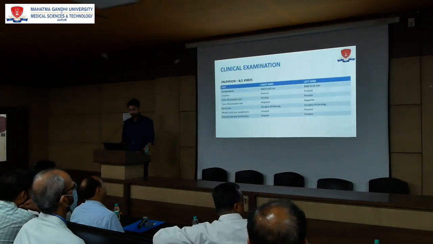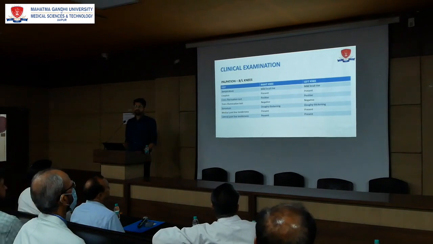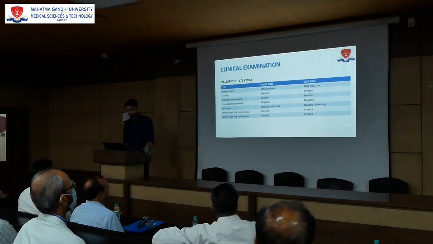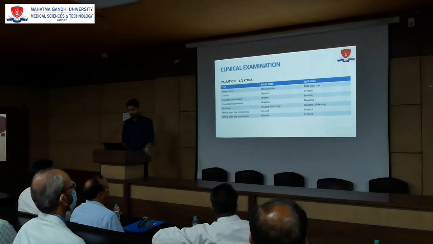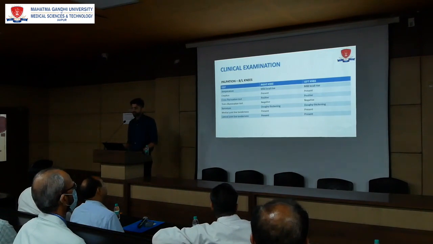On palpation of both the knees, we have a mild local rise of temperature on both the knees and a fine crepitus palpable on both the knees. The cross fluctuation test is positive and the transillumination test is negative. We have a doughy thickening of the synovium palpable and medial and lateral joint line tenderness.